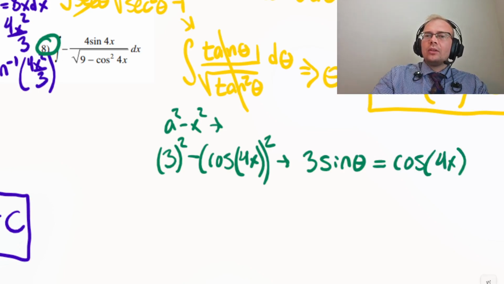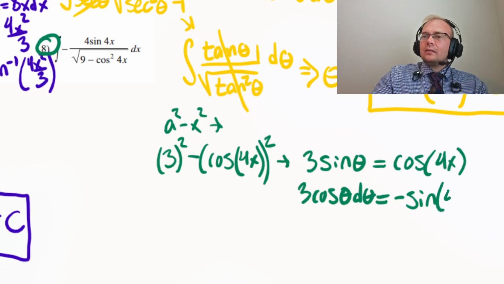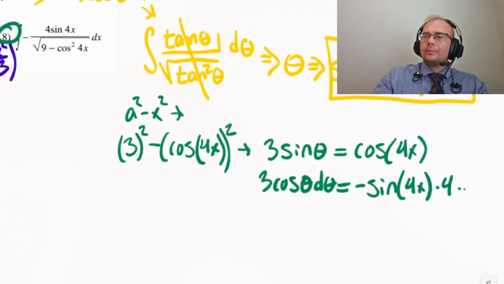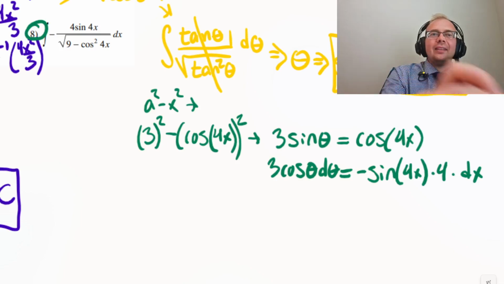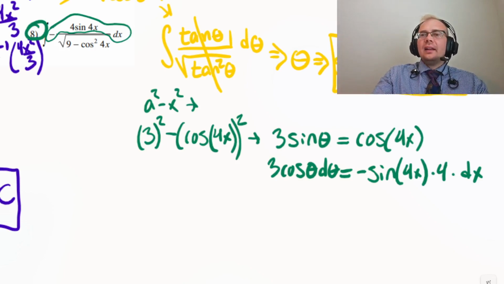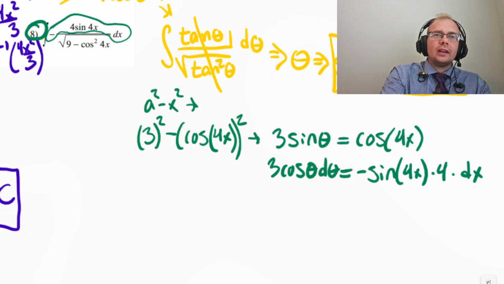This one's a little bit more on the unusual side of things here. So we'll go ahead and take the derivative. That's going to be 3 cosine theta d theta. And then the derivative of cosine is negative sine times a chain rule, and then a dx. Ooh, getting a little gnarly here. Fortunately, we have exactly that again right here. That has everything in it. It has a negative, it has a 4, it has a sine 4x, and it has a dx. So literally it works out really nicely again.